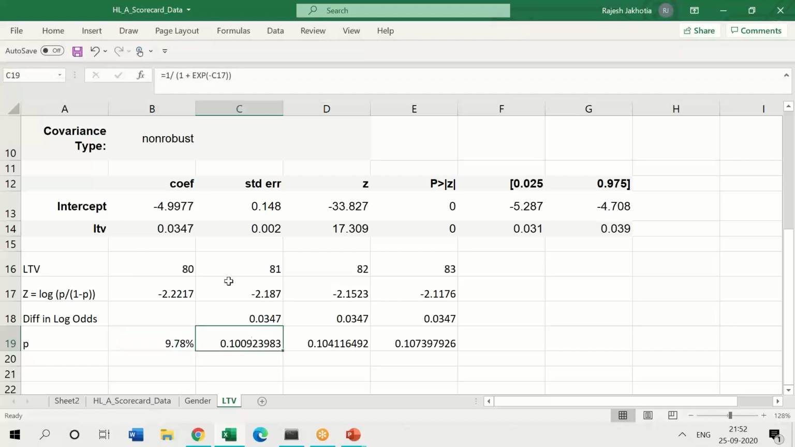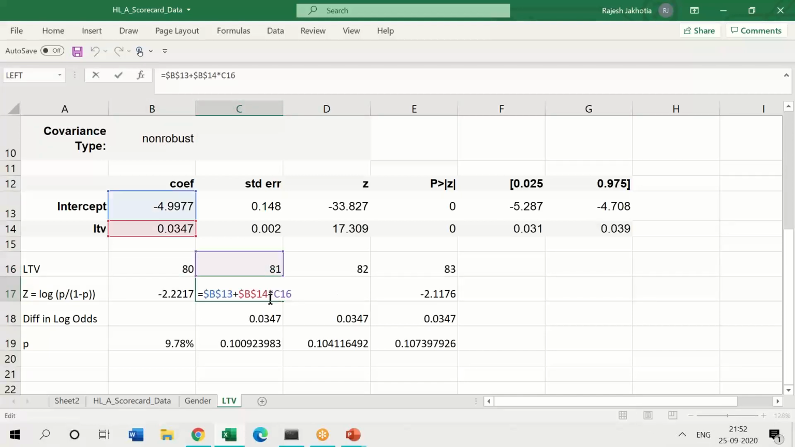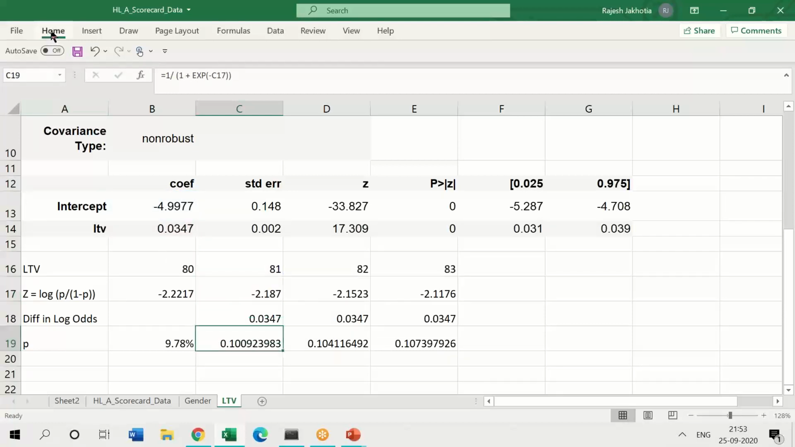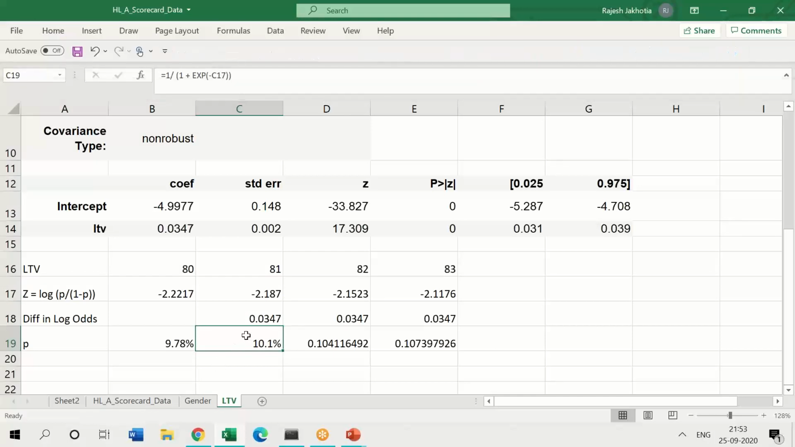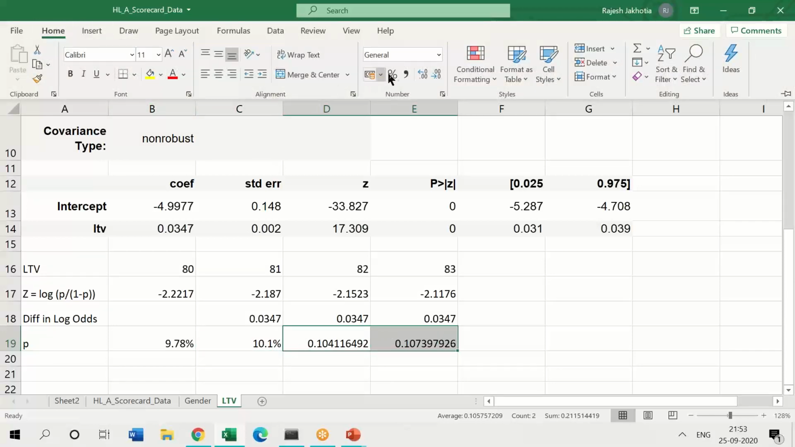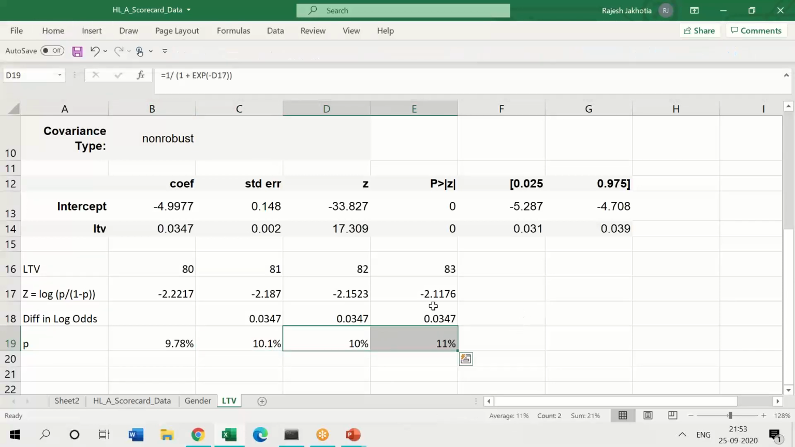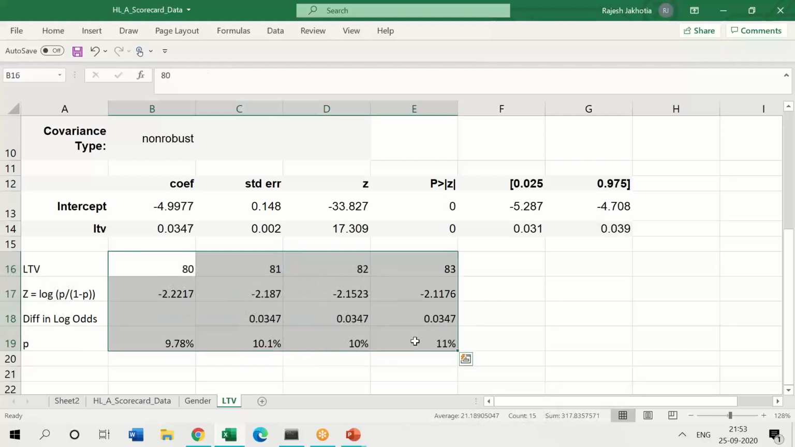What is our default if this is 81? If the LTV is 81, once again the equation remains same. Intercept plus 81 times LTV, we get the z, the log odds, and we once again do p is equal to 1 upon 1 plus exponential of that number, and that is 10.1. So here you can clearly see as my numbers increase.